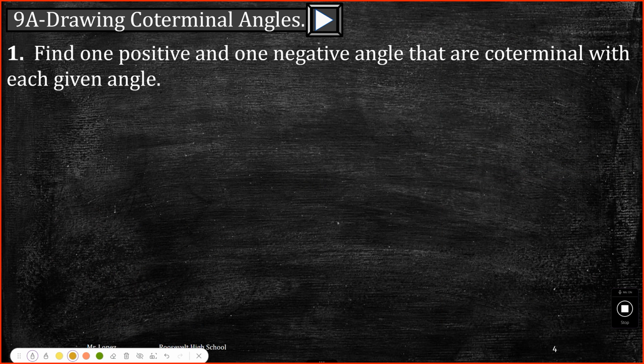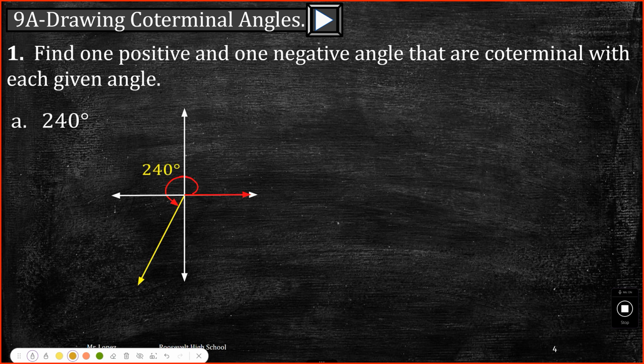Coterminal angles. Find one positive and one negative angle that are coterminal with each given angle. When you spin something, and it can spin forever, there's an infinite amount of coterminal angles to something like this. Coterminal means that when you spin it, it ends up at the same spot again.